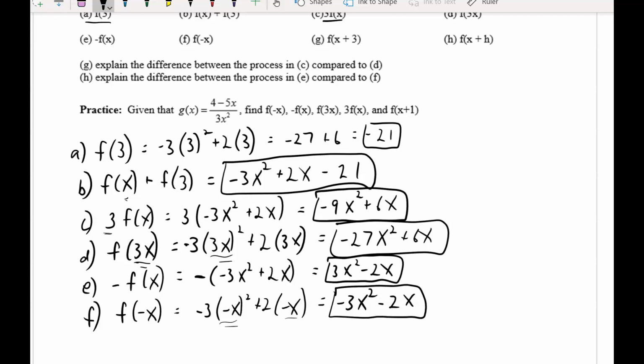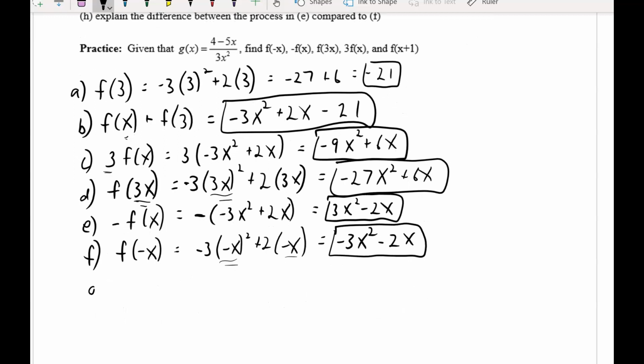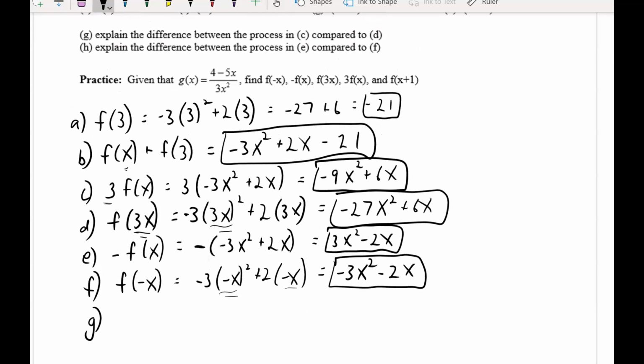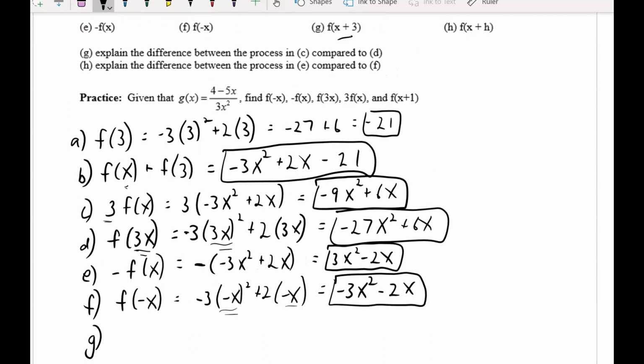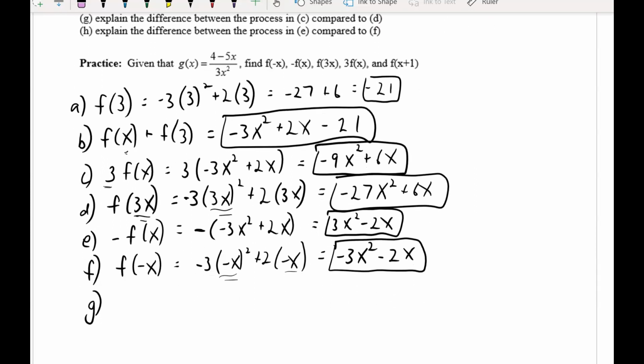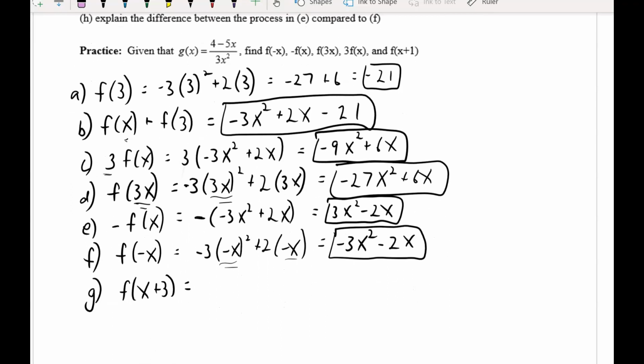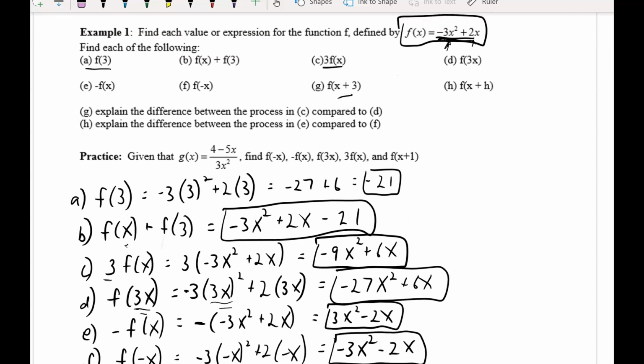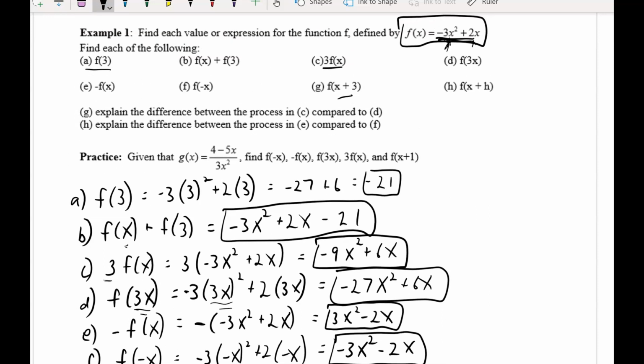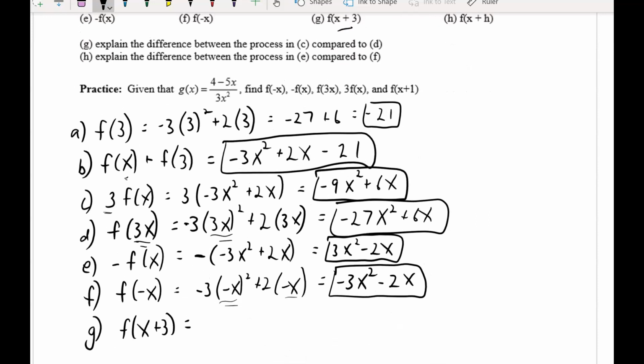Okay, G is going to be a little bit longer because we're replacing x with something a little bit more complex than just what we've had before. So we have f of x plus 3 equals, we take our original function and we're going to replace each of the x's with an x plus 3. So we get negative 3 times x plus 3 squared plus 2 times x plus 3.